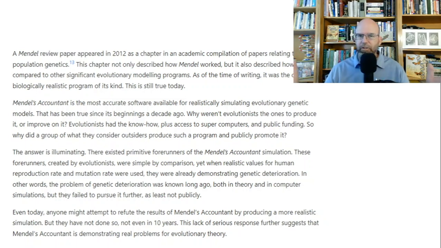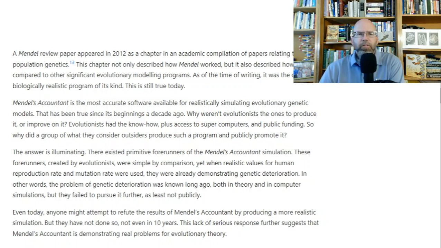Let's see how Carter describes Mendel's accountant in some of his article. Start with that second paragraph there. Mendel's accountant is the most accurate software available for realistically simulating evolutionary genetic models. All right, I mean, that's a statement, and it's just a proclamation. He doesn't have a reference for that, like anybody else saying that. So I guess that is his opinion about this software, that it's the most accurate software available for simulating evolutionary genetic models. That has been true since the beginnings a decade ago.